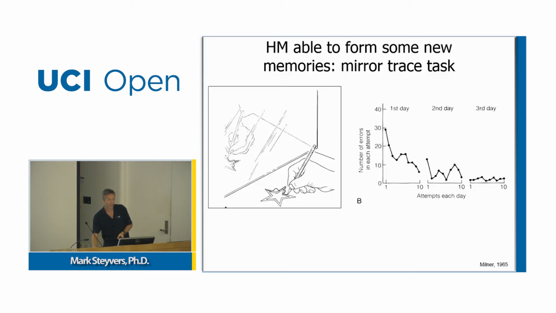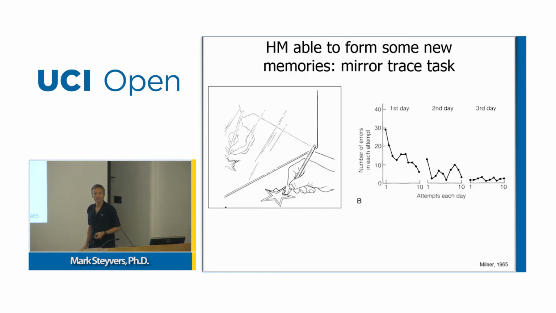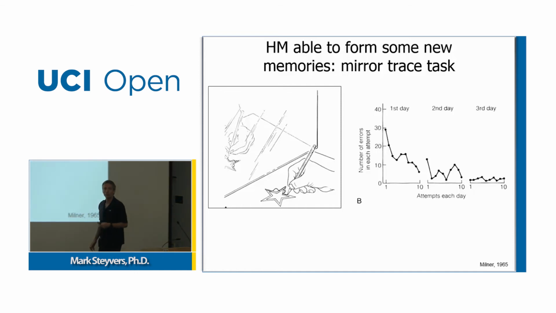Normal people can do this, and they get better over time. But remarkably, HM also got better over time. This chart graphs the progress over time in terms of the number of errors that he made. And you can see after several days, he made fewer and fewer errors. But he wasn't aware that he became better. In fact, he didn't remember being in the experiment the day before.